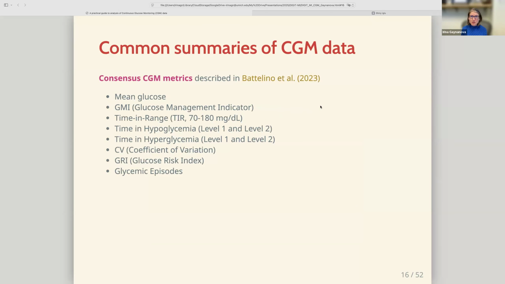Once you visualize the data and have filtered for data availability, what are some of the common summaries you can look at? I'm going to start with a list that has been determined to be the consensus CGM metrics, based on this international consensus statement. These metrics include mean glucose, GMI, which is the glucose management indicator, various time in ranges, measures of variability, glucose risk index, and glycemic episodes. I'm going to go through these metrics one by one.